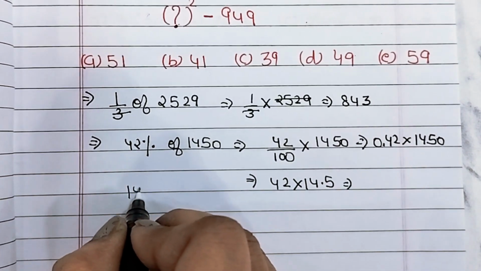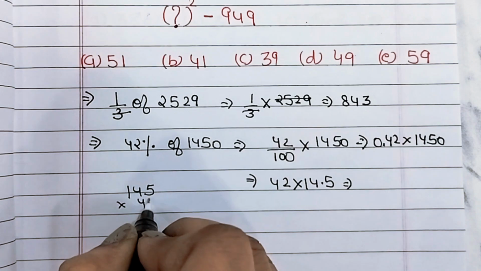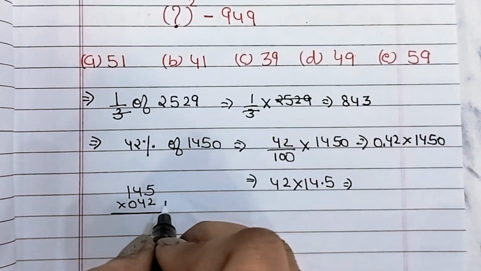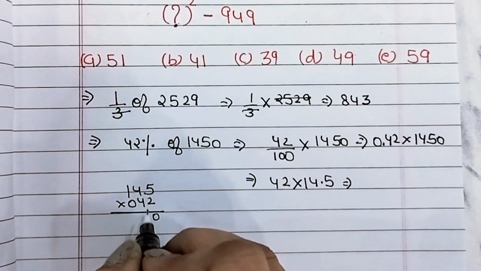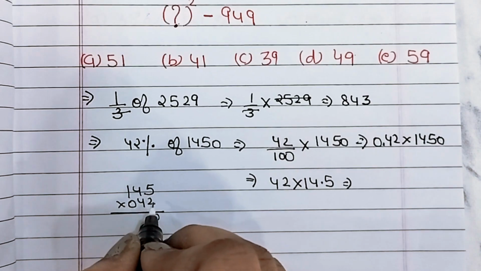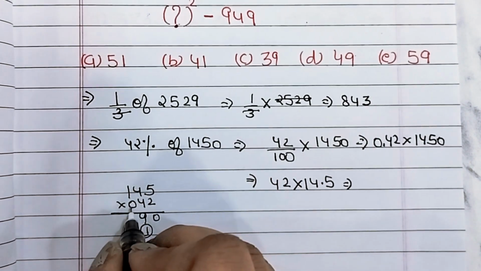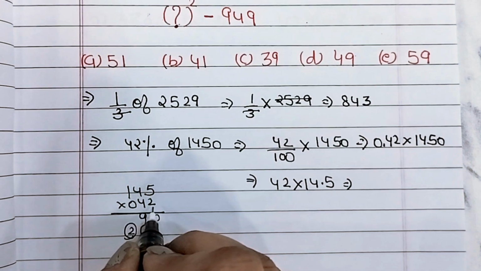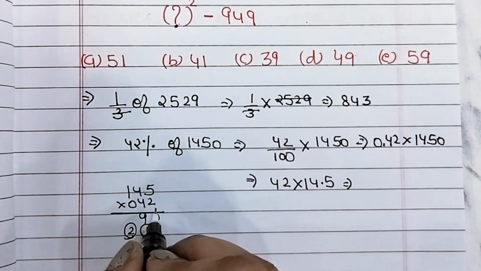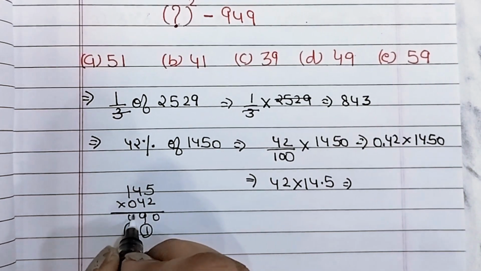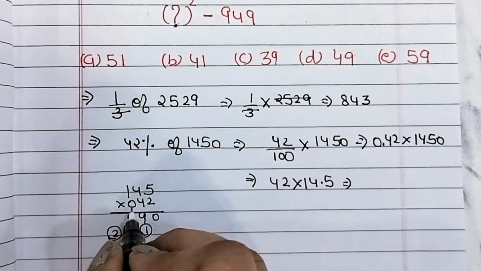You can use the Vedic math trick. 14, 42. You can take 0 for balancing. 2 5s are 10, 1 will be carry over. 4 5s are 20. 4 2s are 8. 28 plus 1, 29. 2 will be carry over. 0 into 5, 0. 1 into 2, 2. 4 4s are 16. 16 plus 2, 18 plus 2, 20. 2 will be carry over.